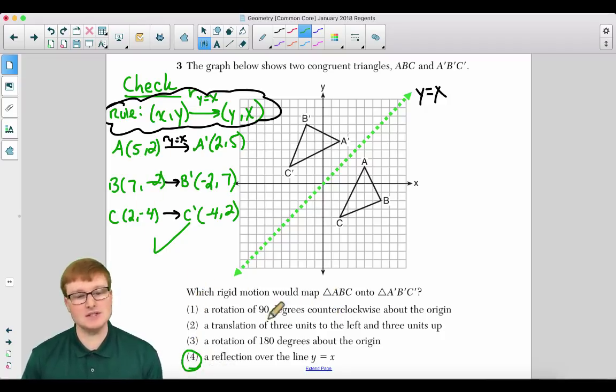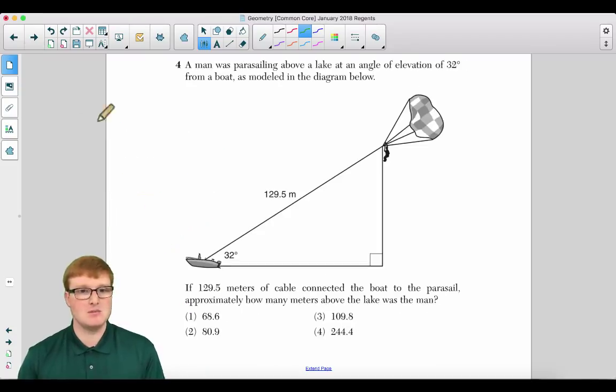And if you go through any of these other answer choices, even if you want to verify using your reflection rules, none of these work. But it's just best to analyze the graph first and then apply your knowledge. So none of these answers work. Your answer is choice 4. Moving on to number 4.